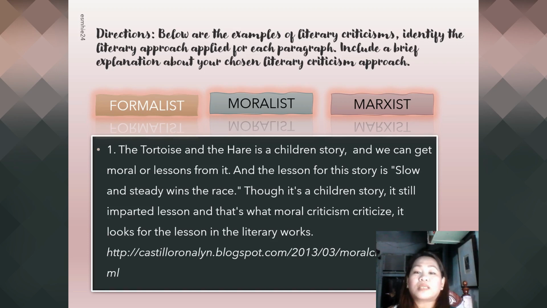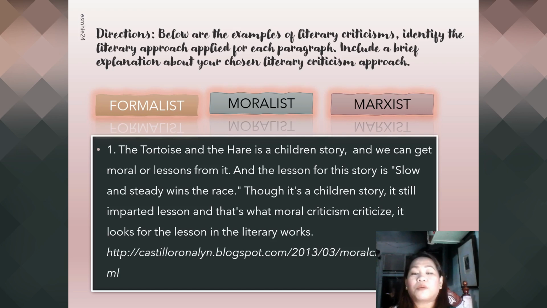Here below are the examples of literary criticisms. The paragraph that we are going to present to you, you are going to identify the literary approach applied for each paragraph. Then include a brief explanation about your chosen literary criticism approach.